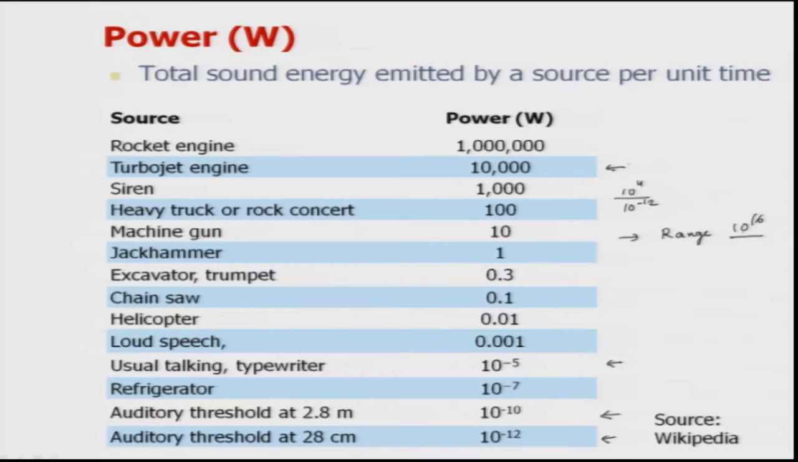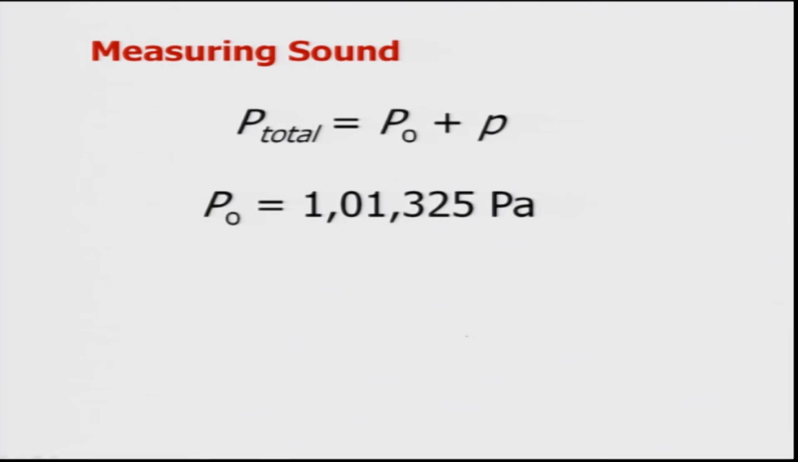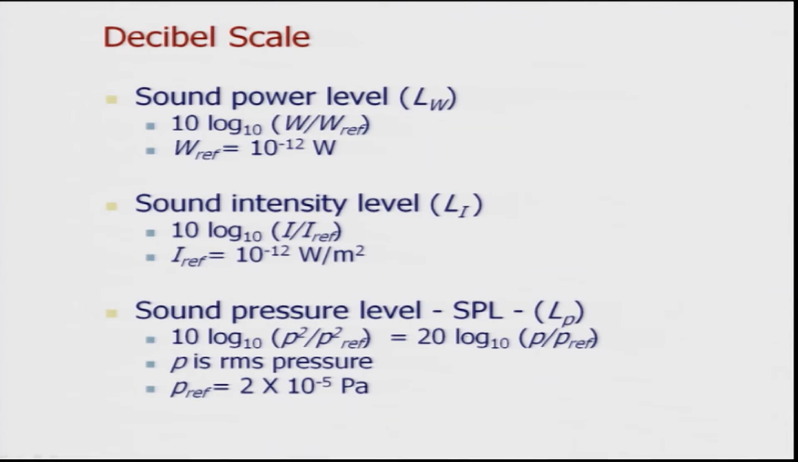So we once again see that in the case of pressures, the range is very large. In the case of wattages, the range is very large. And in the case of intensities also, the range is very large. So we have to have a log scale to depict sound pressure levels. As I mentioned, there are three ways to measure sound, either in terms of power or intensity or pressure. So accordingly, on the decibel scale, we can measure either the sound power level, that is LW, or the sound intensity level, that is LI, or the sound pressure level, which is LP. These are more or less industry standards, LW, LI and LP.